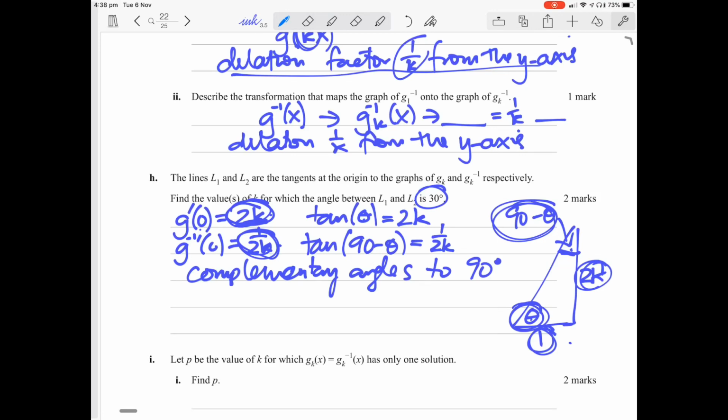So, let's change colors. If this one has an angle of 60, then this one will have an angle of 30. Whereas if this one has an angle of 30, then the other one's going to have an angle of 60. Either way, when one's 60 and one's 30, or the other one's 60 and the other one's 30, the angle between those two lines is going to be 30 degrees.